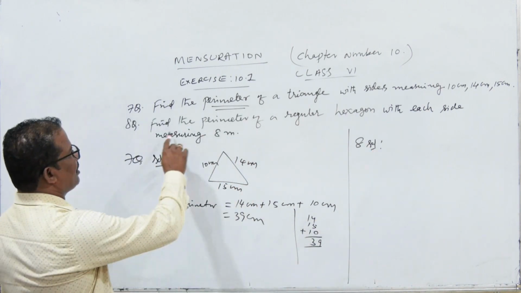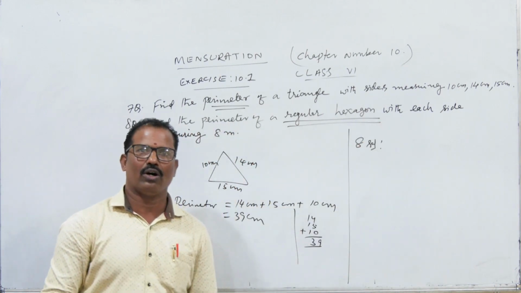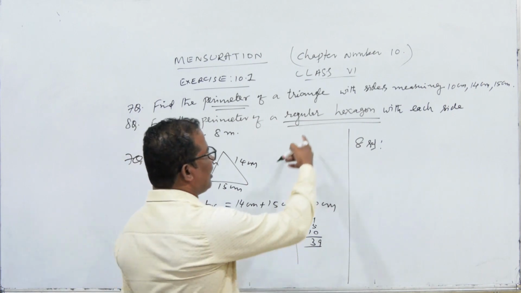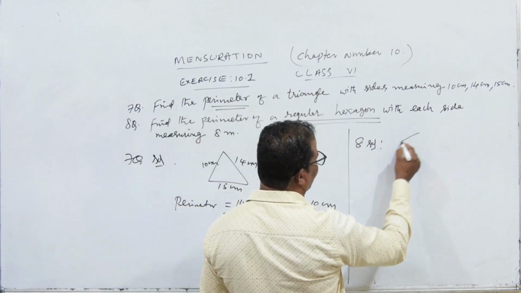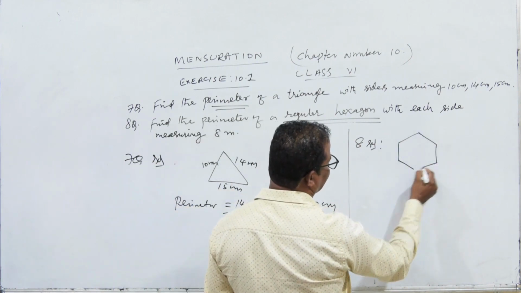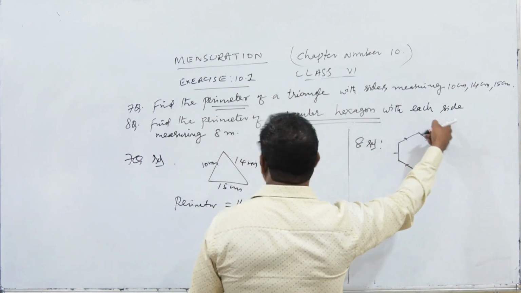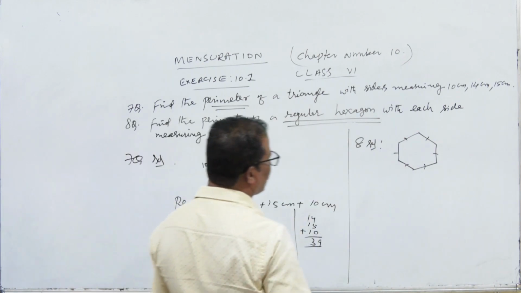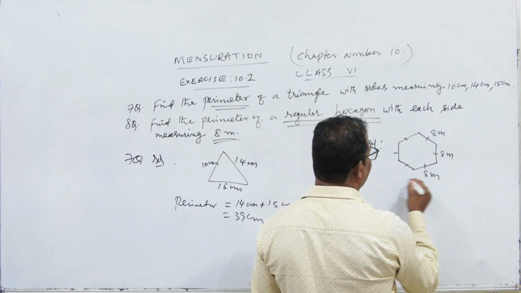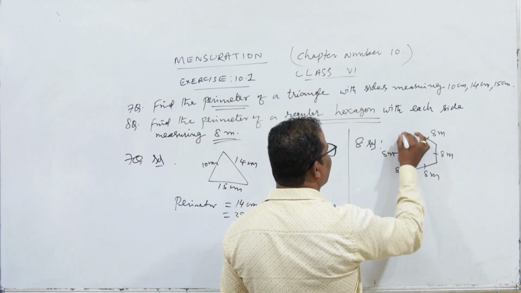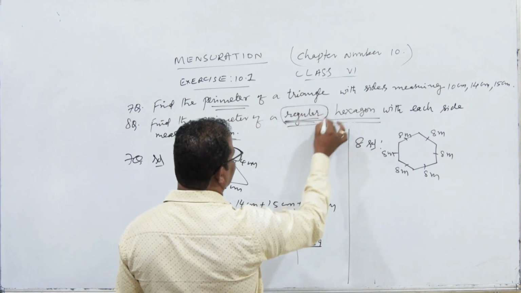In this question, find the perimeter of a regular hexagon. Regular means all sides and all angles are equal. Hexagon means a 6-sided figure, like this, 1, 2, 3, 4, 5, 6. Regular means all sides are equal. These 6 sides are equal, understand? And each side is 8 meter. That means this is also 8 meter, then 8 meter, 8 meter, 8 meter, 8 meter and 8 meter. So there are 6 sides, all equal because it is a regular hexagon.